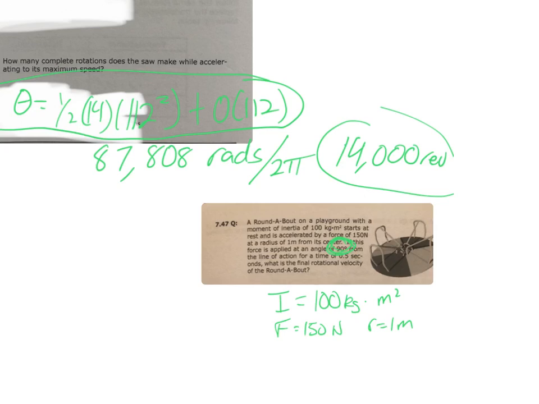What is the final rotational velocity of the roundabout? Basically, the reason they put that 90 degrees in there is so we knew that torque was acting wholeheartedly on it. Remember, torque is equal to I alpha, but it's also equal to force times radius. And so I've got 100 times alpha is equal to 150 times 1. And so alpha is equal to 150 divided by 100, or 1.5 radians per second squared.